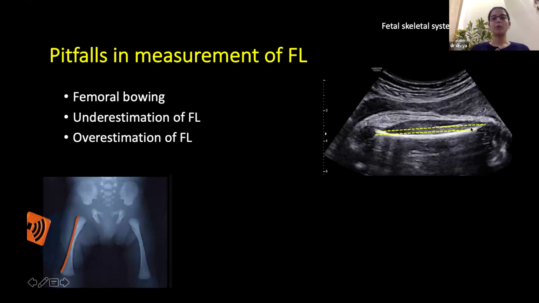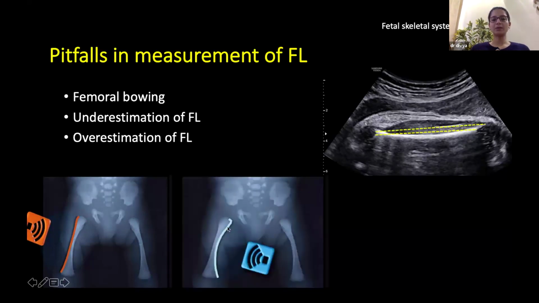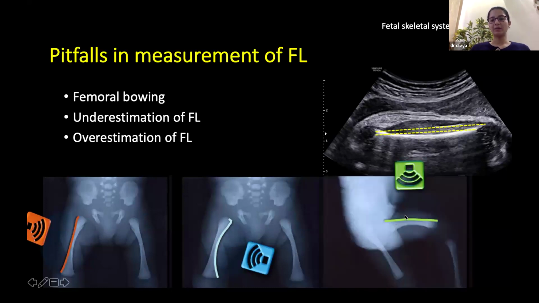And if we were to measure the femur in this fashion, we would end up underestimating the femur length. The bowing becomes even more conspicuous if we insonate the leg or the thigh from the medial aspect, because the medial part of the femur bone is even more concave. So it's best to have an antero-external approach while insonating the femoral shaft so that you get the femur as a complete perfect straight line.